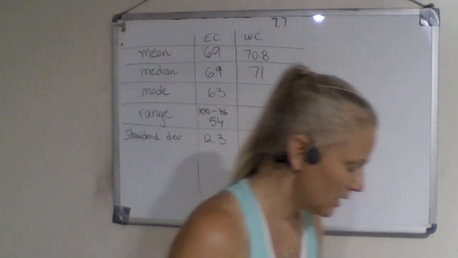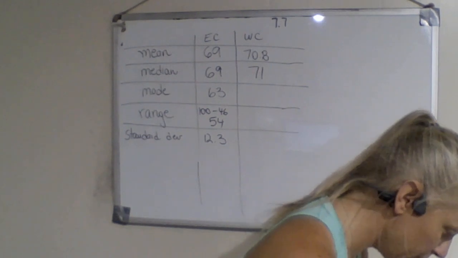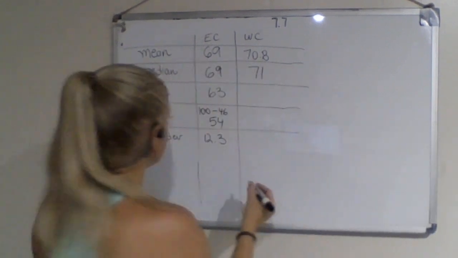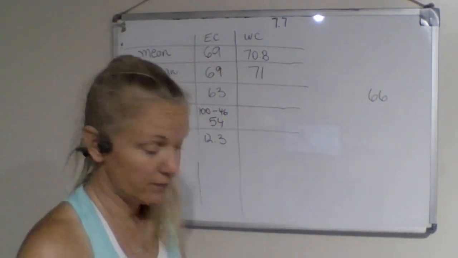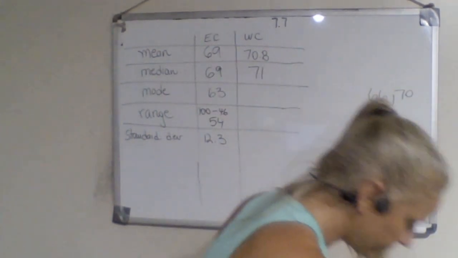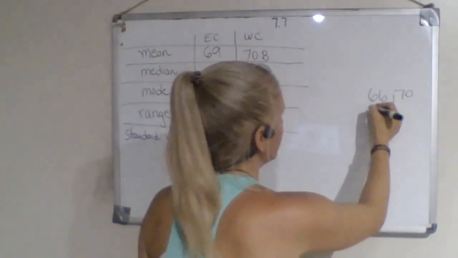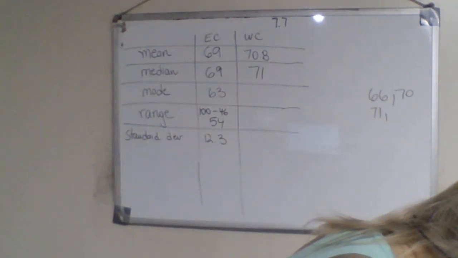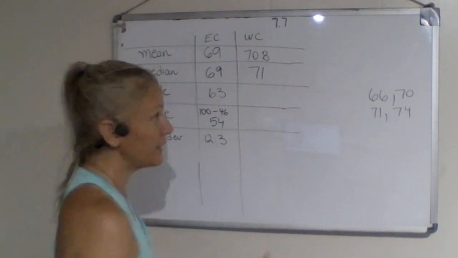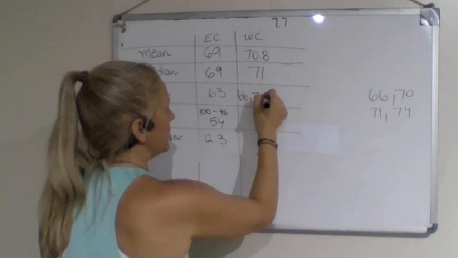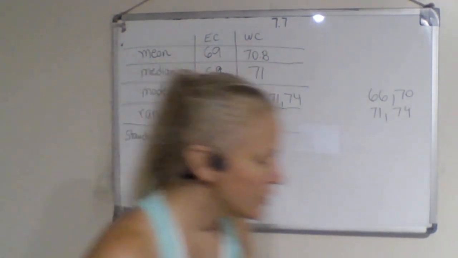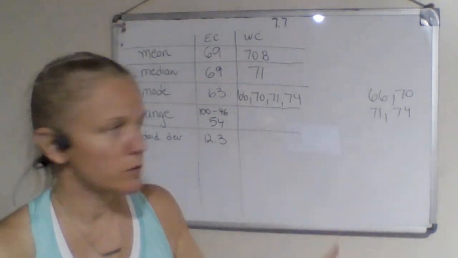We don't have a shortcut on the calculator, but I look at all of these numbers and I notice that 66 repeats 4 times. There's nothing that repeats 5 times. Then I also have 70 that repeats 4 times. 71 repeats 4 times. And then if I look at that list again, 74 repeats 4 times. So my mode is more than one number: 66, 70, 71, and 74, all 4 numbers represent my mode. Okay, so if you get 2 numbers that repeat the same number of times, we use both of them.